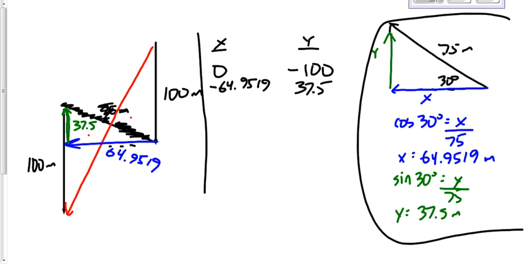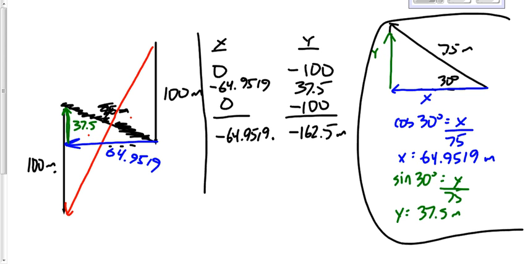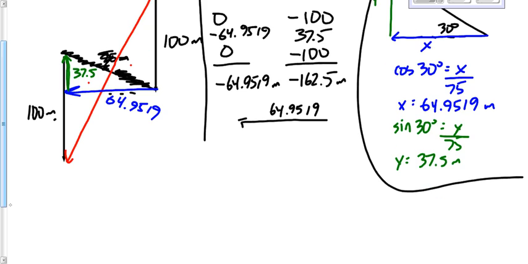The x component of the last one, the 100 meters, is, oh, this one's easy, right? Marcos, the x component of this one is what? Good. And the y component is negative 100. Good. So we're going to add these up: negative 64.9519, negative 200, negative 162.5. Is that right? And then we redraw it. How did I know to make this one to the left? Yeah, because it's negative and it's an x component, right? How did I know to make this one down?